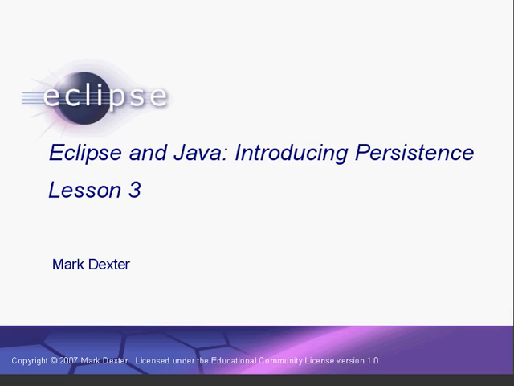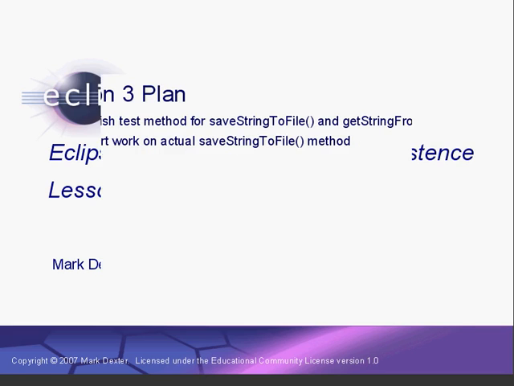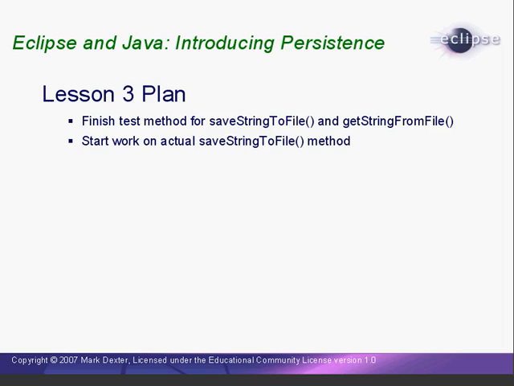In the last lesson, we created the MyUtilities test class, and we were ready to start coding our first test method using the JUnit 4 syntax. In this lesson, we're going to finish up the test method for the saveStringToFile and getStringFromFile methods, and then we'll start writing the actual saveStringToFile method.